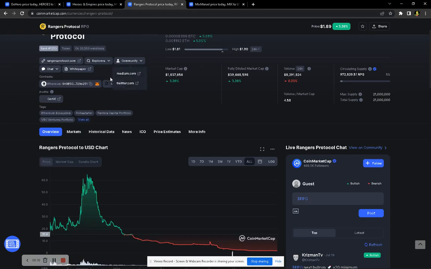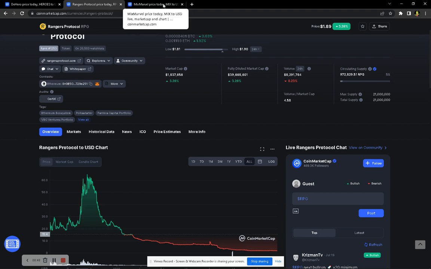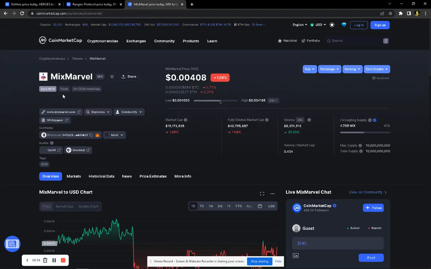Okay, so showing you these charts, they all look similar, right? So I'm going to show you a project that's a little bit older, and it's all correlated. They're all working together. They're partners with each other, except for Heroes Empire, that one I showed you that was similar to Hero. This is not in relation to that. Mix Marvel actually is a partner of Rangers Protocol, Dehero, all of it. They have lots of play-to-earn games that are successful. This is a really big company that has a lot going for it.